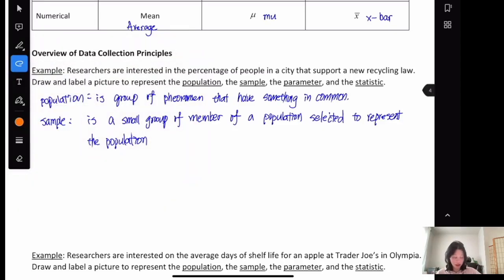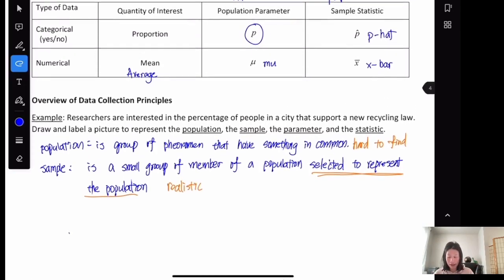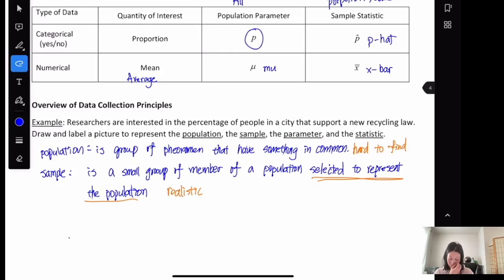Population is very nice, but hard to find and not realistic, whereas a sample is more attainable and more realistic. But we need to be careful when we sample. We want to select a sample that can represent the population. Okay, now next. For a parameter, we have P, and for a statistic, p hat.